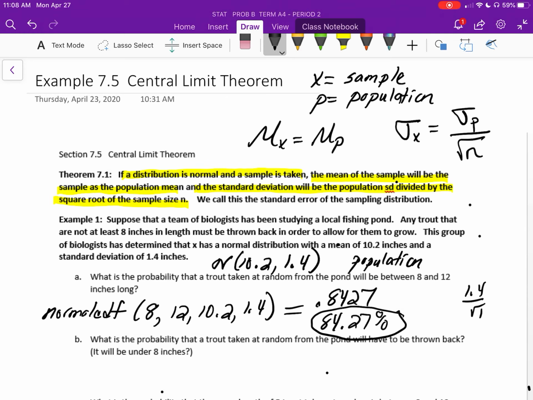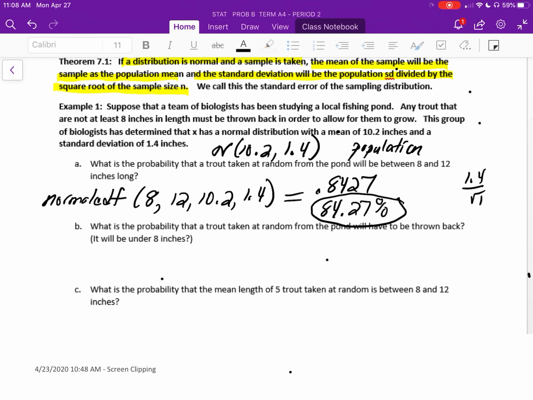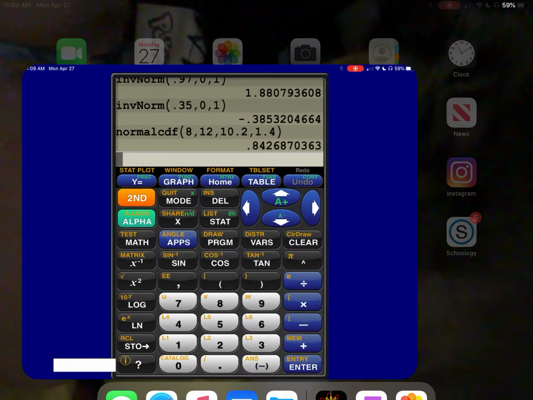What's the probability that it's going to be under 8 inches? So again, we're only catching one fish. The probability that that one fish will be under 8 inches, we're drawing from the population. Since we're only drawing one, our sample size is 1. We don't have to change our standard deviation. So the smallest fish is 0, doesn't exist, up to 8. And our mean is 10.2. And again, we're going to use the same standard deviation, 1.4, divided by the square root of 1, which basically doesn't change anything. So we're going to go back to our calculator.